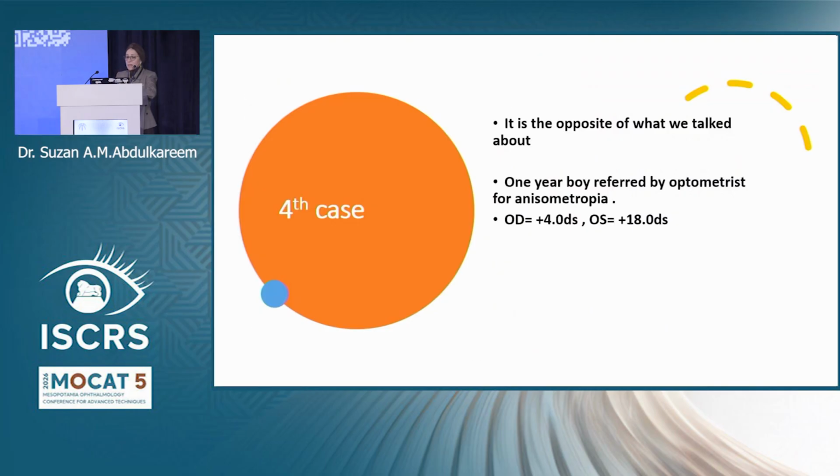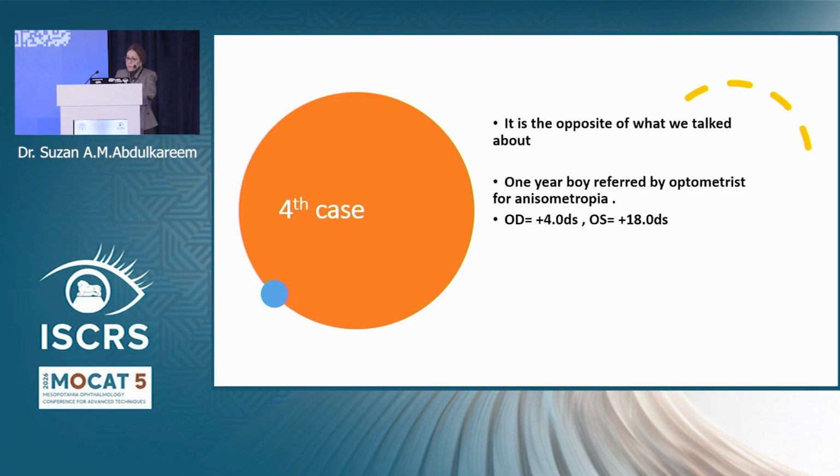The last case is just the opposite of the first three cases. It is a case of retinoblastoma that was misdiagnosed by the optometrist, and he was sent to the hospital saying that this case has anisometropia, +4 in the right eye and +18 in his left eye. So he was thinking about how to treat such anisometropia.